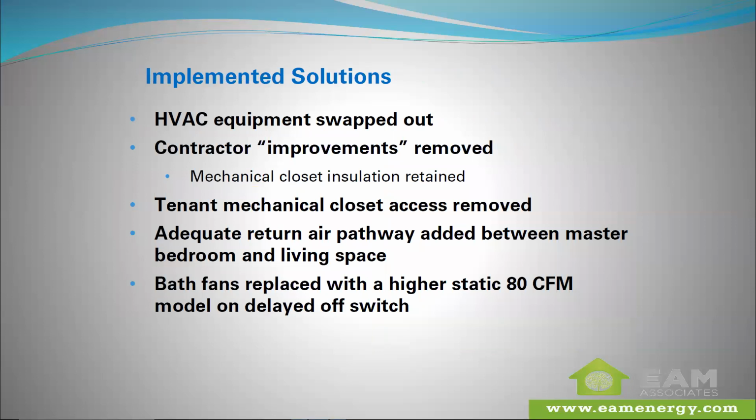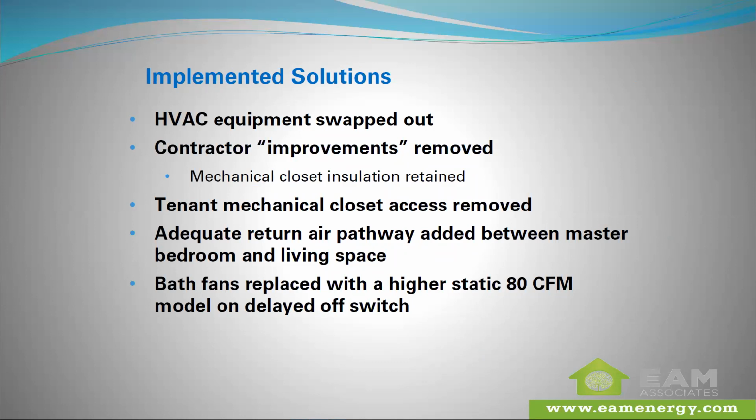So, the implemented solutions on this project. The HVAC equipment was swapped out for the correct size equipment. We removed the contractor improvements. The one thing we did retain was the mechanical closet insulation. The closets were then locked so that tenants couldn't get into them and interfere with any of the equipment operation. We added more transfer grills.